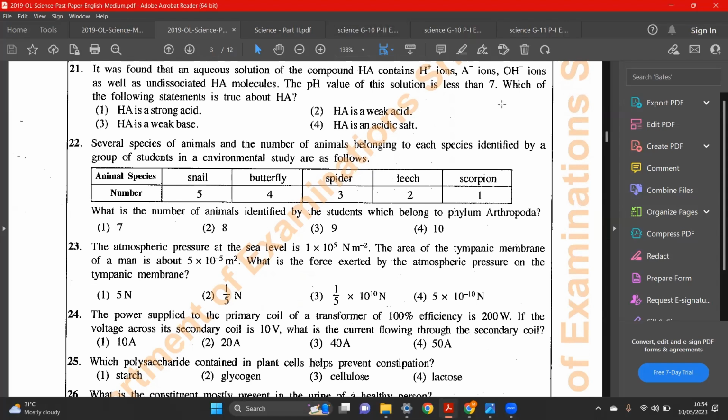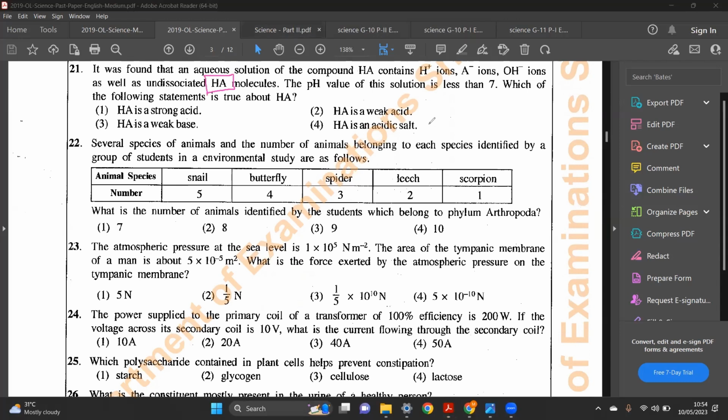Okay. It was found that you have an aqueous solution of some compound called HA. That has H plus ions and A minus ions. And remember, because it's an aqueous solution, you have OH minus ions as well. Why? Aqueous means water, so the water provides the OH minus ions. And along with that, you also have some undissociated HA. The pH is less than 7, which means it's an acid. Which of the following statements is true?